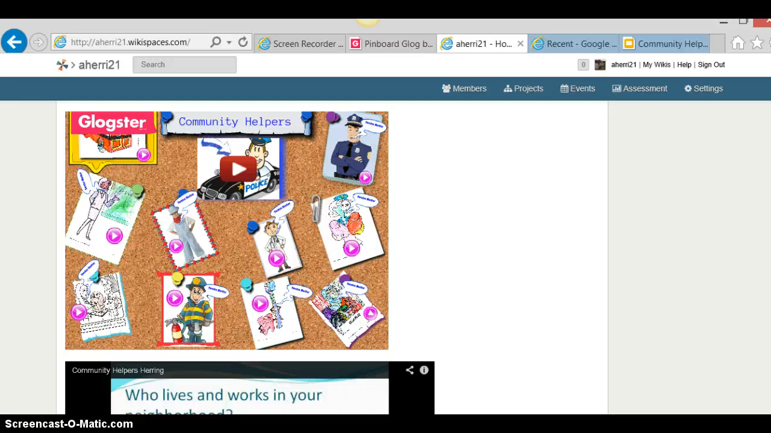With these activities, students had to apply their knowledge by creating a Glogster or slideshow about a community helper and summarizing what they learned to their peers. They had to explain why people work and how they themselves can become community helpers.